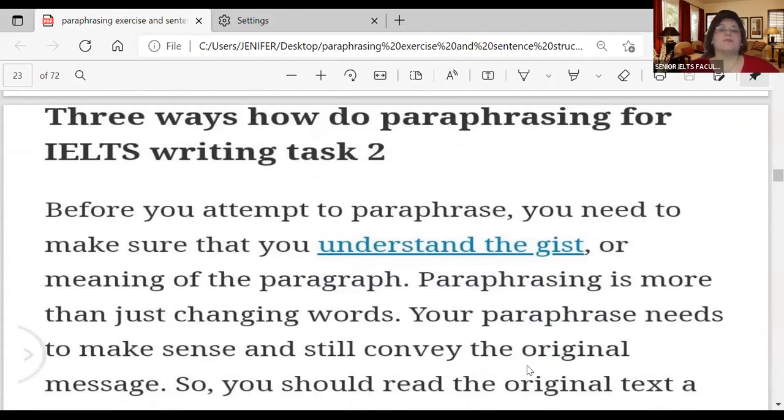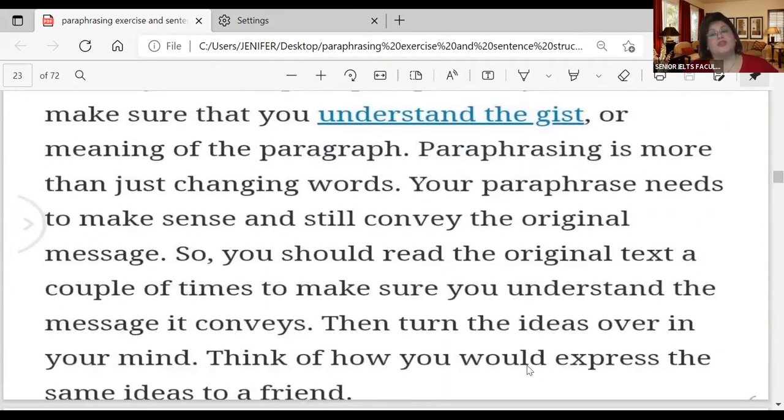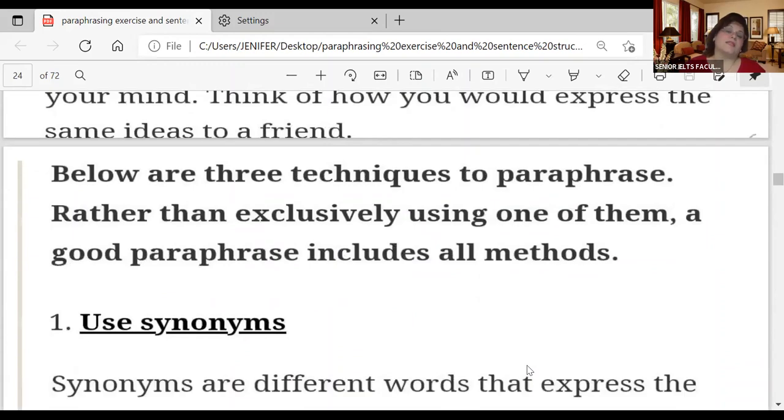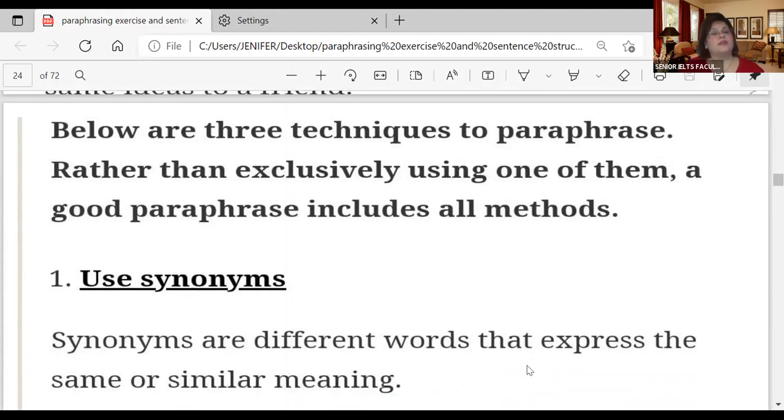Three ways how to do paraphrasing for IELTS writing task 2. Before you attempt to paraphrase, you need to make sure that you understand the gist. You have to understand the question, what it actually means, or the meaning of the paragraph. What is it all about? Paraphrasing is more than just changing the words. Your paraphrase needs to make sense and still convey the original message. So you should read the original text a couple of times to make sure you understand the message. Then turn the idea over in your mind of how you would express the same ideas to a friend. Now below are the three techniques to paraphrase. Rather than exclusively using one of them, a good paraphrase includes all the methods.